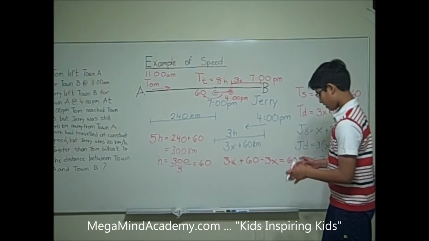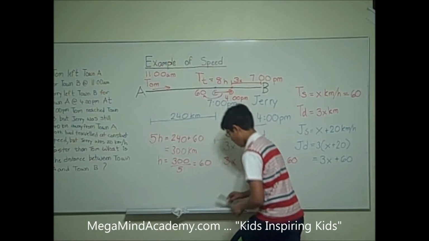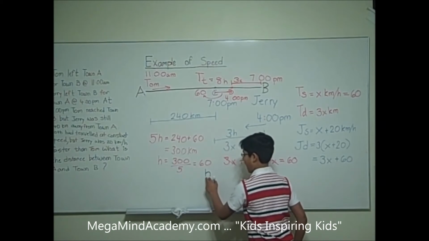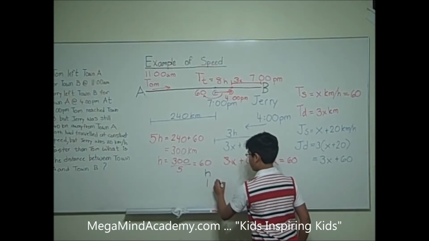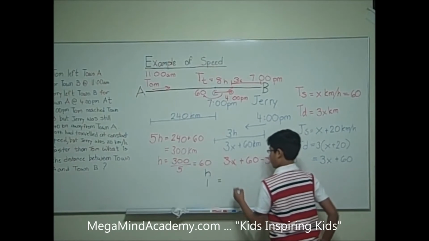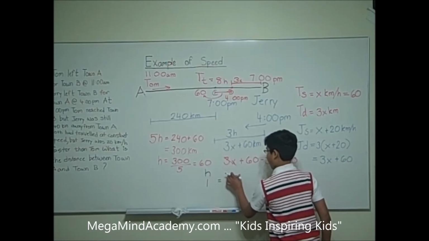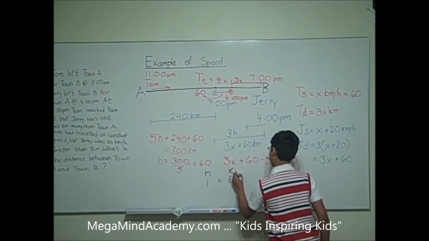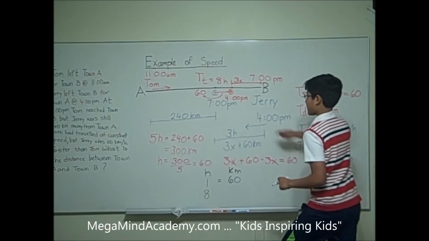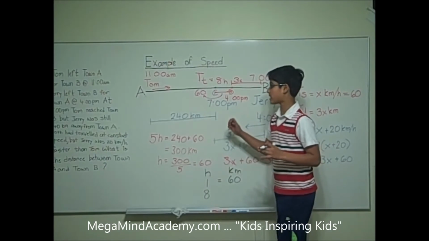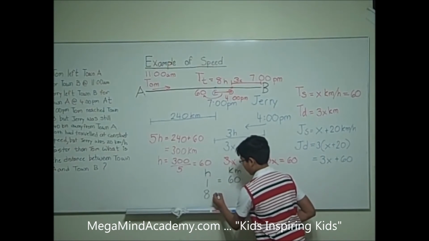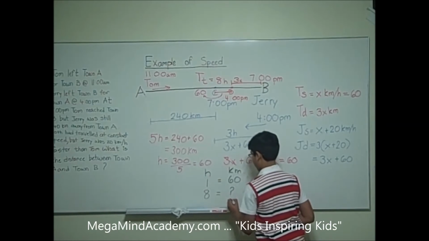So, if in 1 hour, let's label this column hours, in 1 hour he travels 60 kilometers. Let's label this column kilometers. Then in 8 hours, because Tom takes 8 hours to travel the whole distance from town A to town B, how many kilometers does he travel?